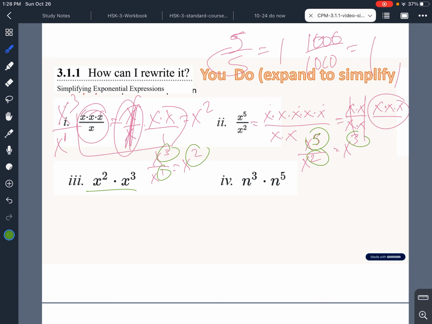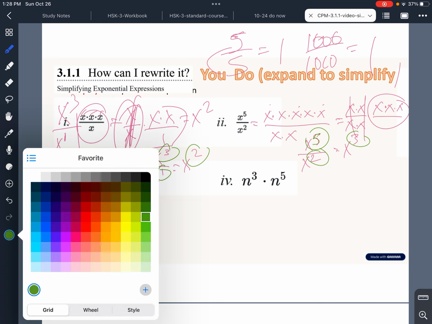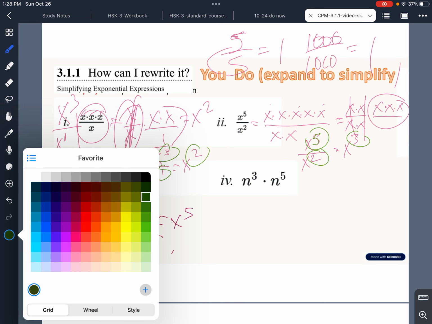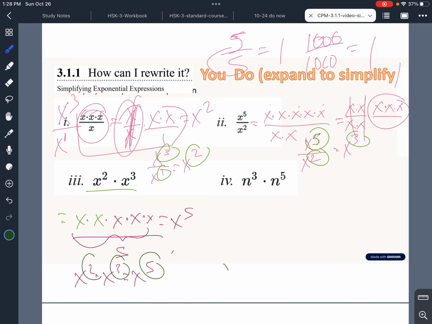Let's do this one. So x squared times x to the power of 3. How many is that? That's 5 times. Equals x to the power of 5. So x squared times x to the power of 3 is x to the power of 5. I'm multiplying. I should see a pattern. 2, 3, 5. Let's multiply again and see if that pattern happens again.